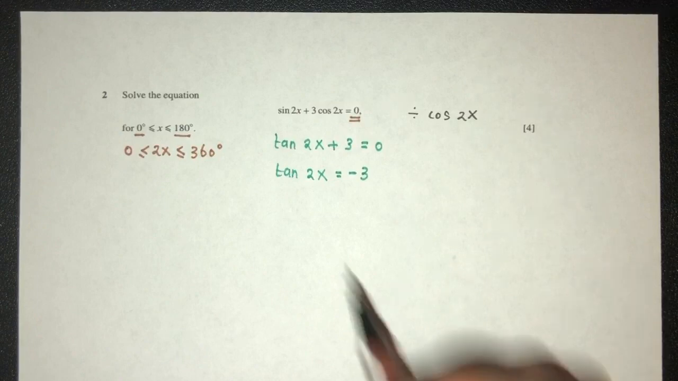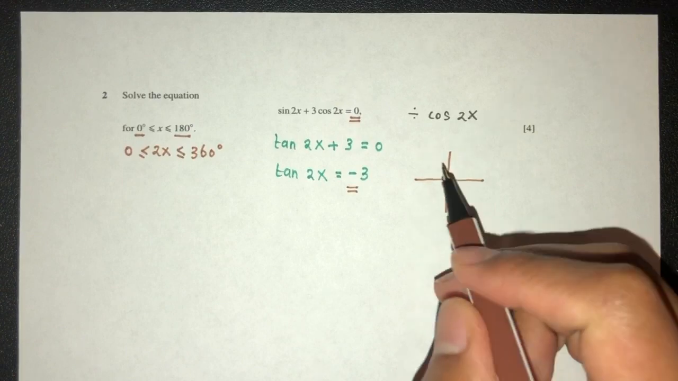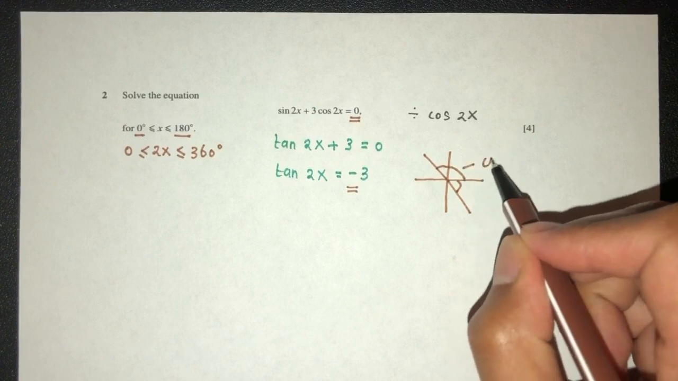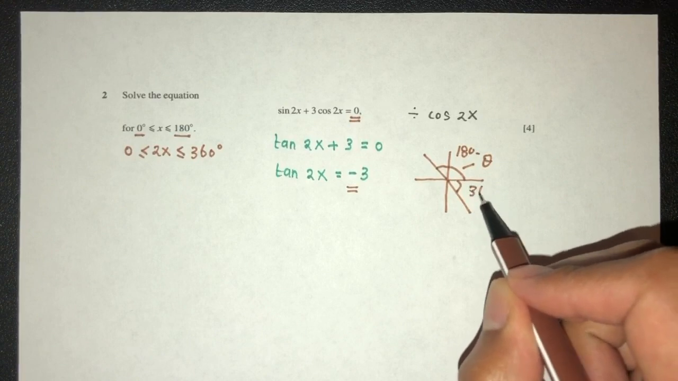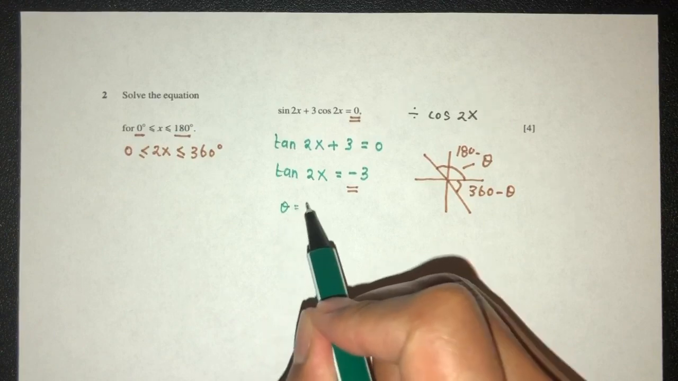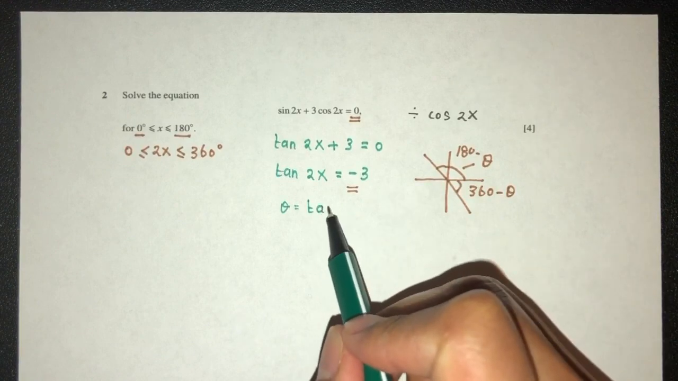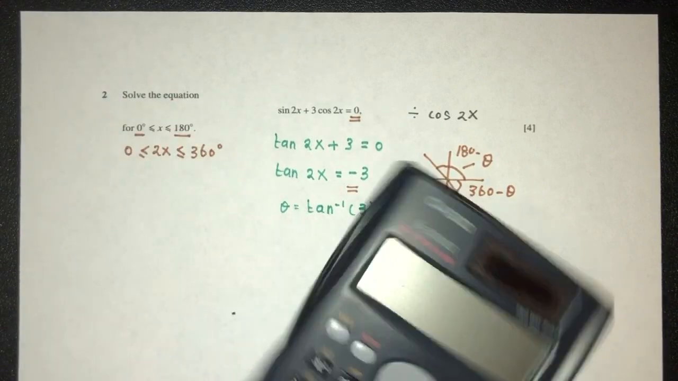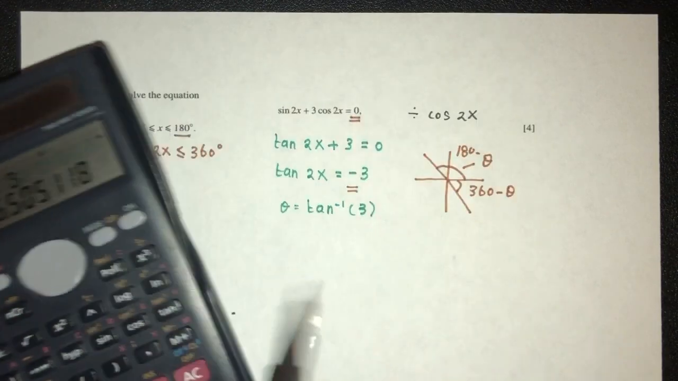Now we realize that tan is negative. It will be in which quadrant? From ASTC, it has to be in the second quadrant and the fourth quadrant. So here it is theta, obviously it is 180 minus theta, and here we have 360 minus theta. So let's first find the value of theta. Theta is not the answer, it is the angle in these quadrants. So theta will be tan inverse of the positive value of 3. So this is not the answer yet.